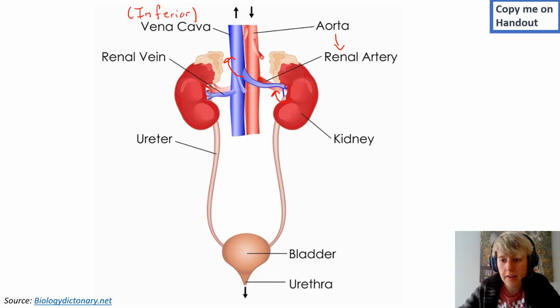Now urine, so basically the blood plasma that has removed all of the wastes, forming the urine, travels down the ureter into the bladder. In the bladder, it basically accumulates until it exits the body via the urethra.